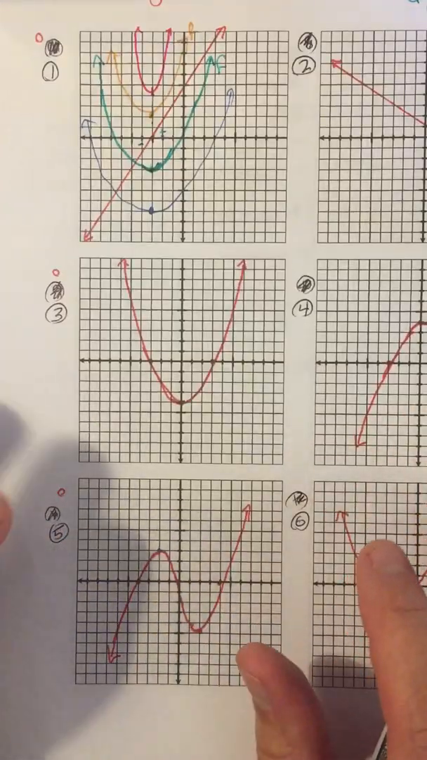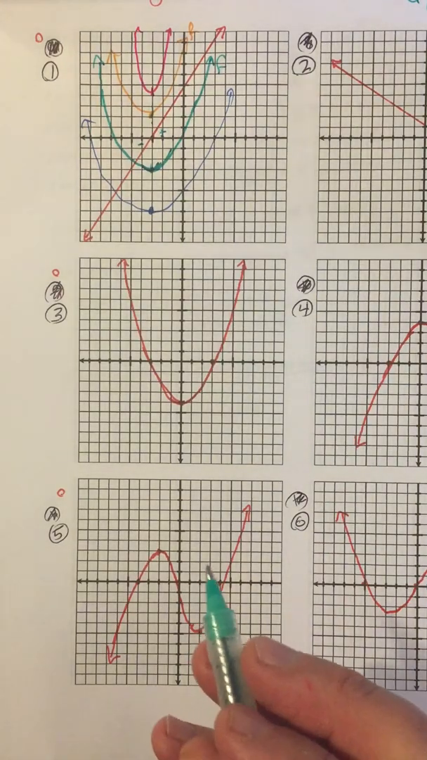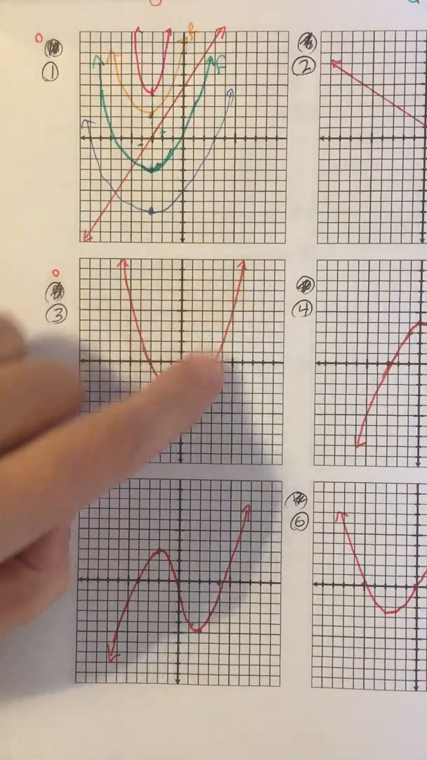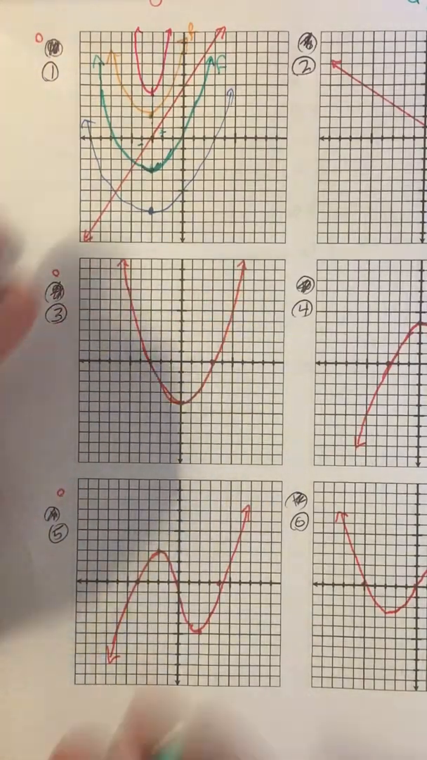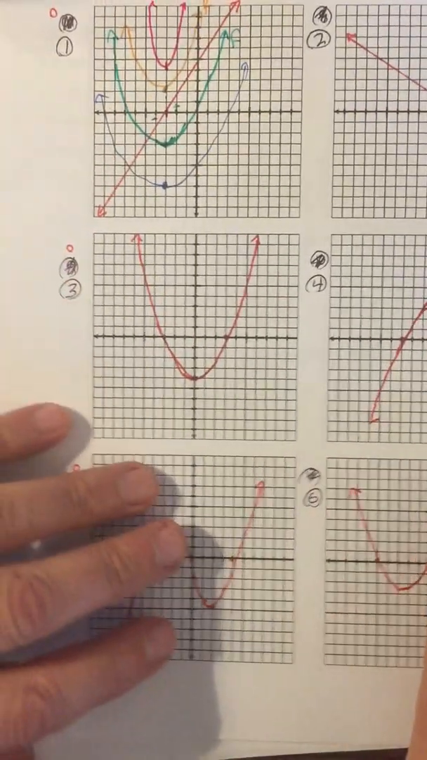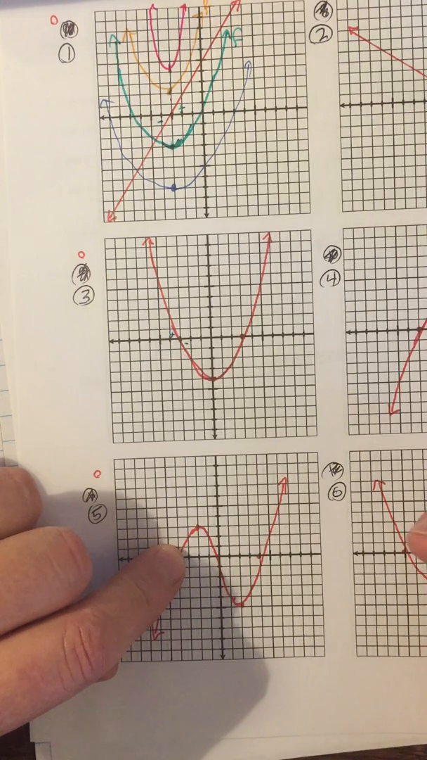All right, so the concavity is not really going to be the determining feature. The maxes and mins are. So what you're going to do is start by looking at your f prime. This is f prime every time in red. We know that because it says the graph of f prime is shown. Look for where f prime changes from positive to negative and draw a max there.